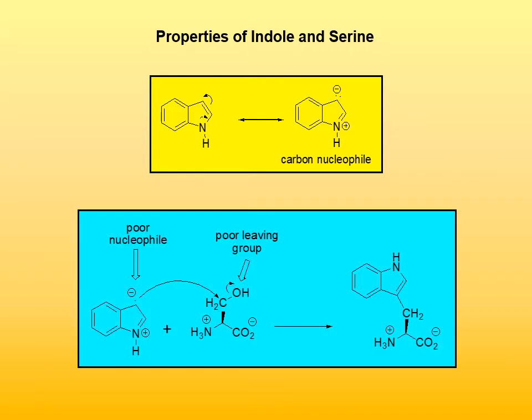But the problem is that for an SN2 reaction to occur, we need a good or strong nucleophile and a good leaving group. And in this case, the carbon atom is a very poor nucleophile. Electron density is relatively low, so it's a poor nucleophile. And if you recall organic chemistry, you already know that the hydroxyl group is a very poor leaving group. So as written, this reaction is not going to occur. If you were to mix indole and serine in a test tube in a suitable solvent, even with heating, this reaction would not occur, or if it were to occur, the yield would be extremely low.